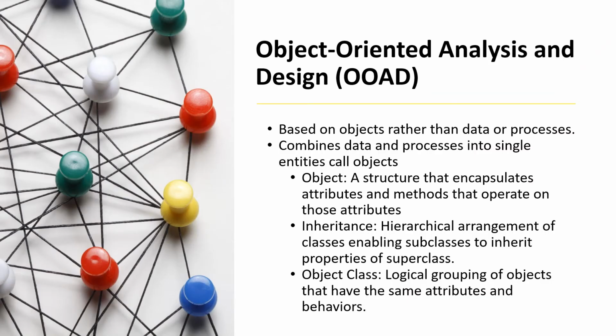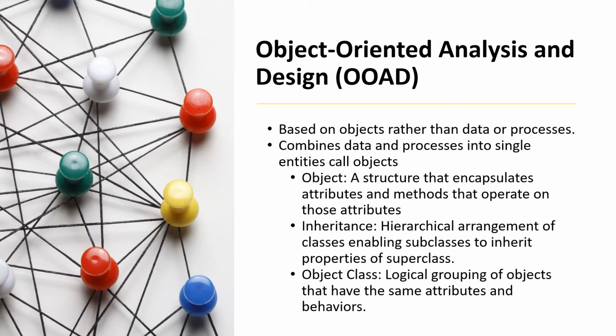Requirements. Object-oriented analysis and design is based on objects rather than data or process. The model combines data and process into a single entity called objects. So an object is where we consider real-world things, or in other words, object-oriented analysis and design is what we call an object-oriented approach, where real-world things are considered as objects. So an object is a structure that encapsulates attributes and methods that operate on those attributes. So an object is defined by attributes and it has methods.